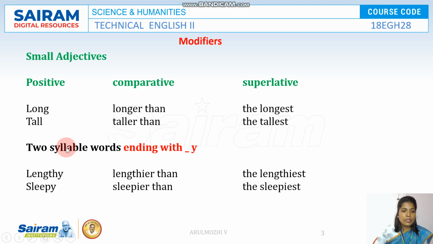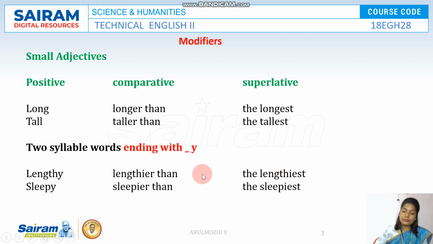Sometimes two-syllable words that end with y also follow the same rule as small adjectives. Take for example, lengthy, sleepy. They are two-syllable words but they end with y, so they follow the same rule. Lengthy, lengthier than, the lengthiest. This room is lengthy. This room is lengthier than that room. This is the lengthiest room in the house.